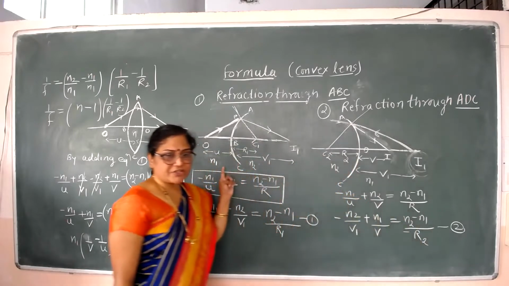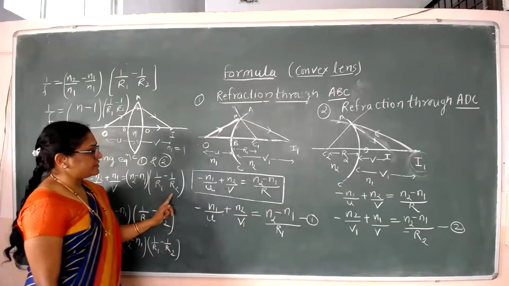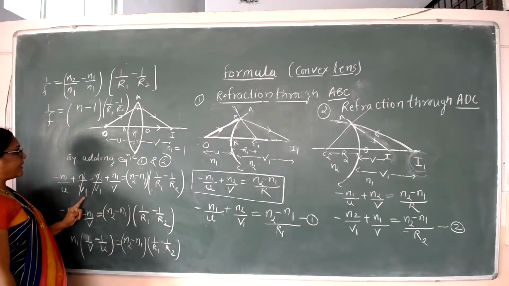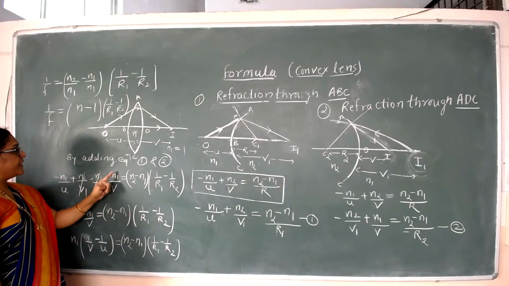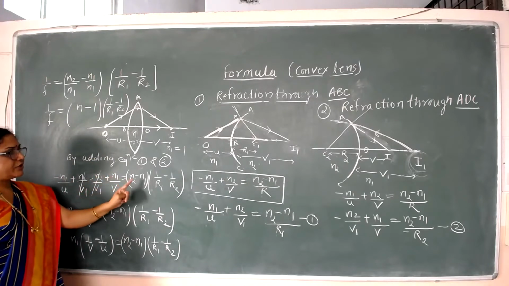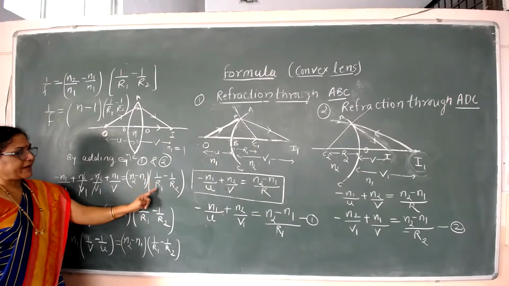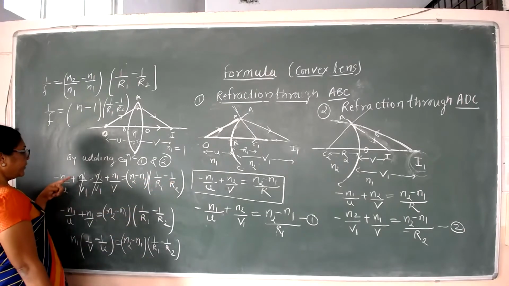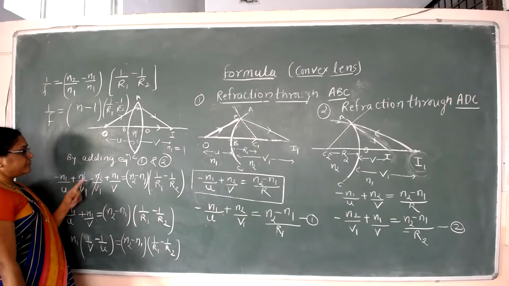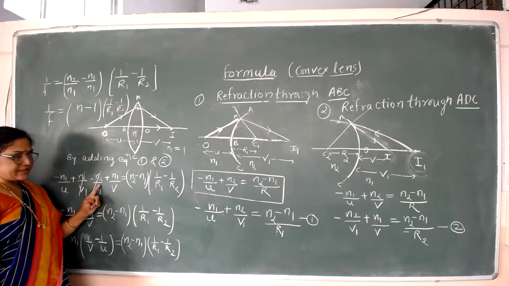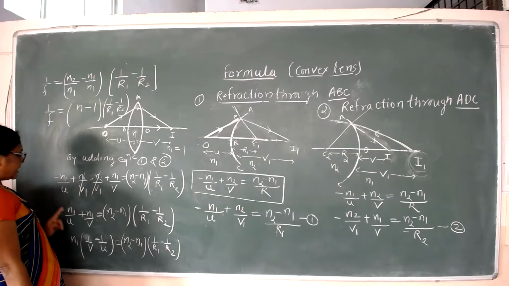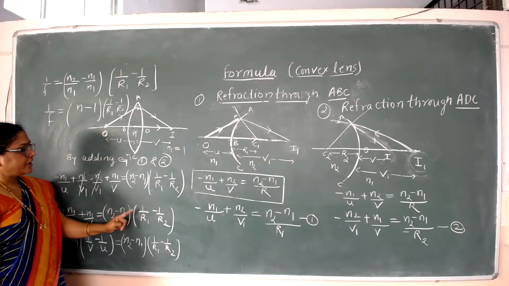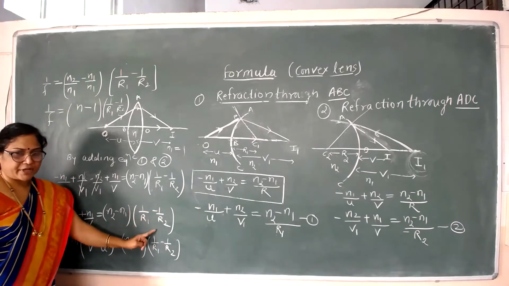Then add both the equations. When we add both the equations, a new equation is formed. That is minus N1 by U plus N2 by V1 minus N2 by V1 plus N1 by V is equal to N2 minus N1 in bracket 1 by R1 minus 1 by R2. Therefore, plus N2 by V1 and minus N2 by V1 get cancelled, and we get minus N1 by U plus N1 by V is equal to N2 minus N1 in bracket 1 by R1 minus 1 by R2.